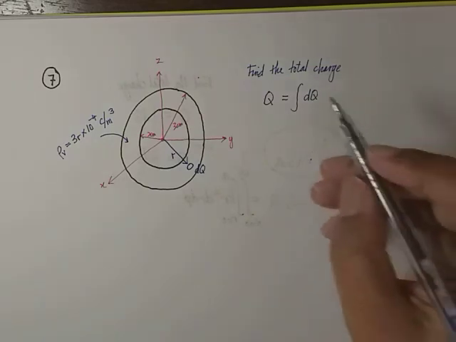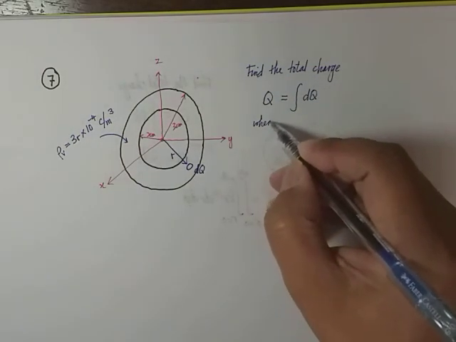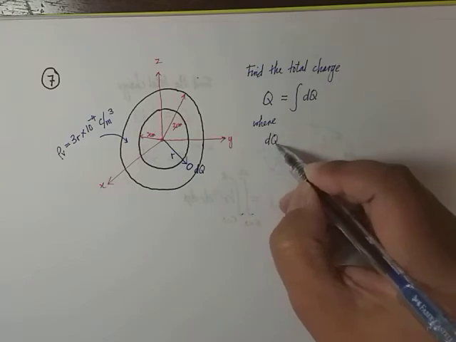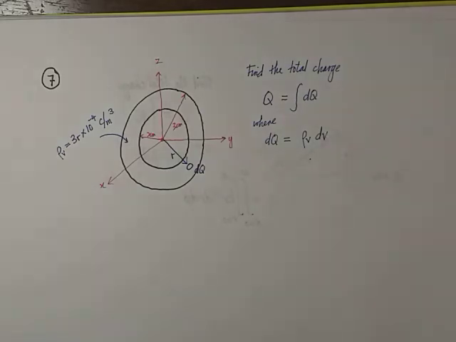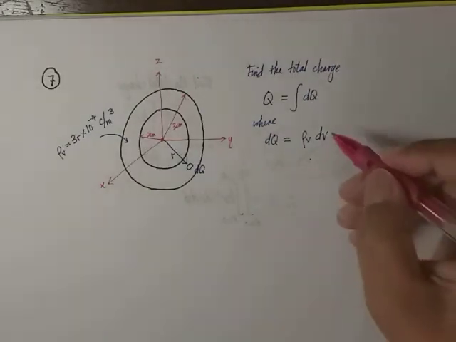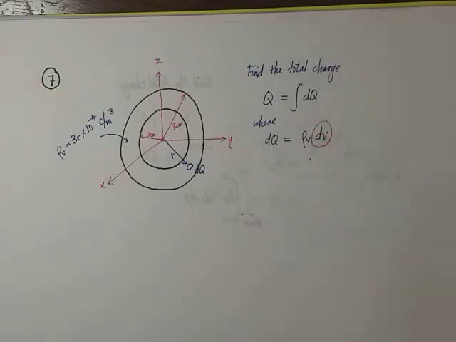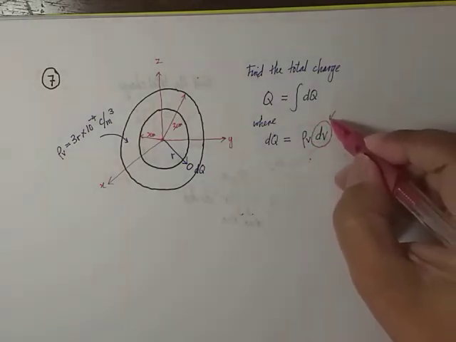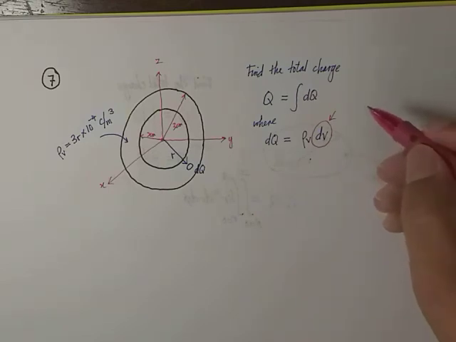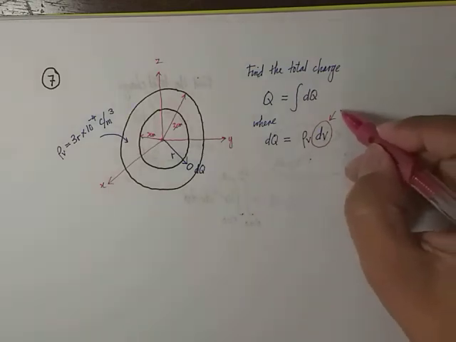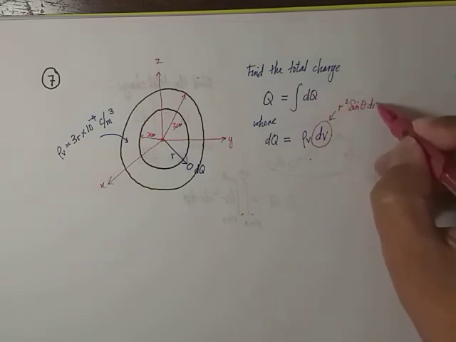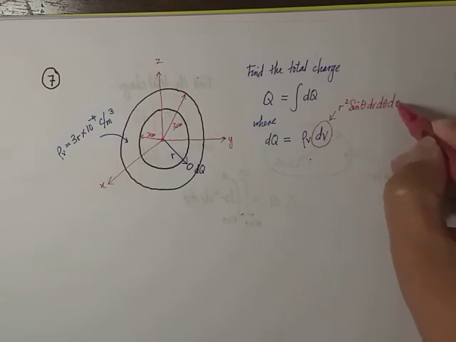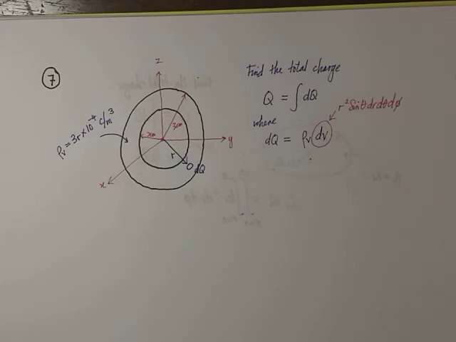Since it's a volume charge, we know that dq from our model before should be equal to rho v multiplied with dv. Since we already decided this problem should be solved using spherical coordinates, the dv can be substituted with the model we've seen in handout 2. In the table it is given as r square sine theta dr d theta d phi, because 3 variables are involved in a volume.